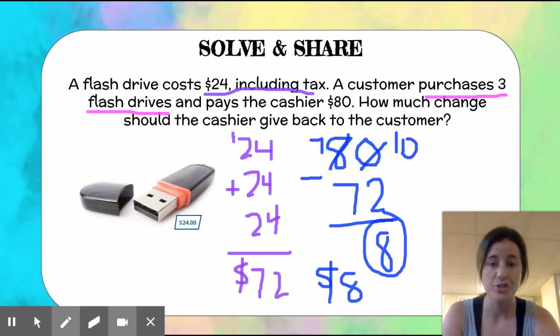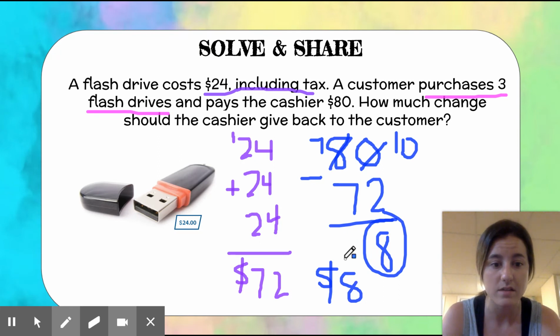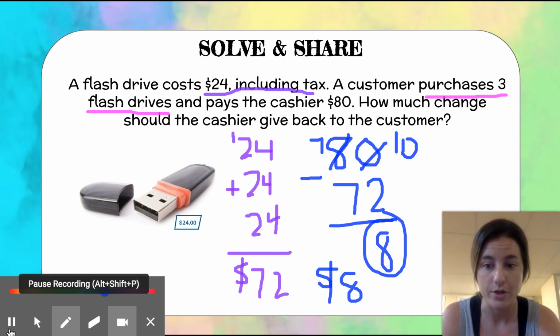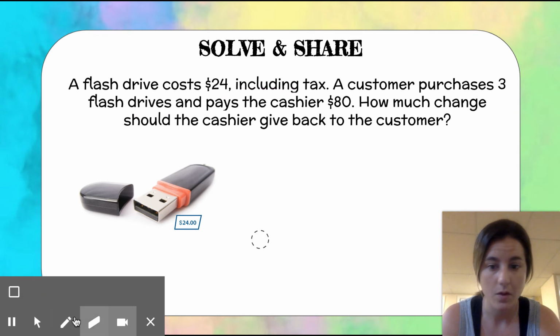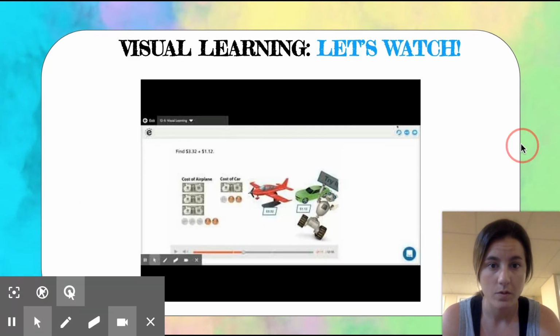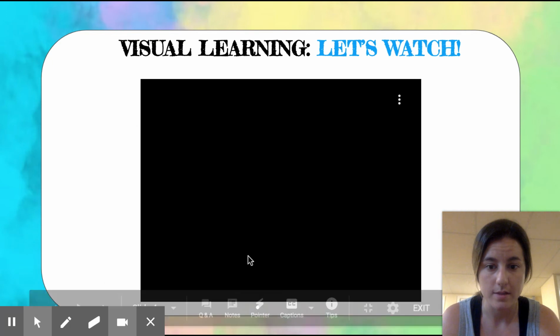So how much change should the cashier give back to the customer? The cashier should give back $8 to the customer. Even if you didn't get it correct, I want to see the work that you did on your whiteboard. Take a picture. Okay. Let's watch this together.